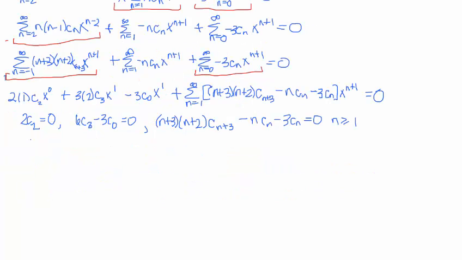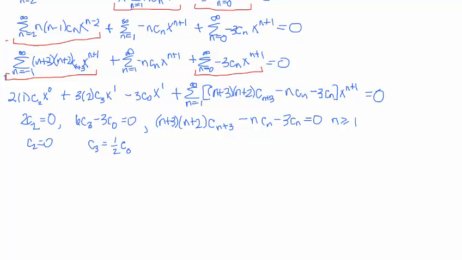All right, from this first equation, we get c2 equals 0. From the second equation, we could solve this for either c3 or c0. Usually we're going to want to solve that for the higher subscript. So if I do that, I'll get c3 equals 1/2 c0. Be careful with the fractions there. And then from this last expression, I can get a recurrence relation.